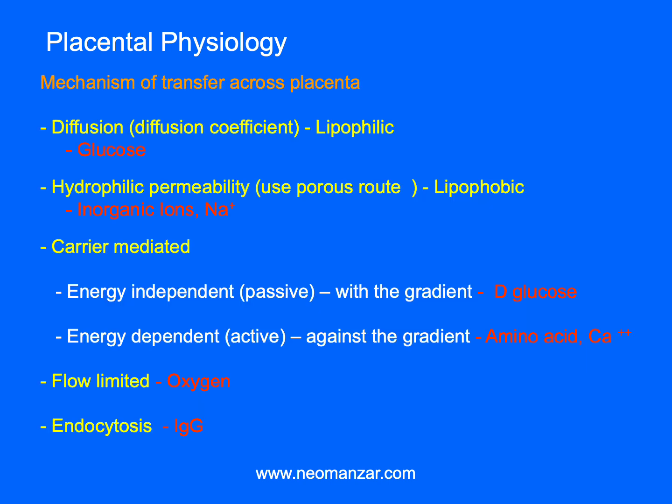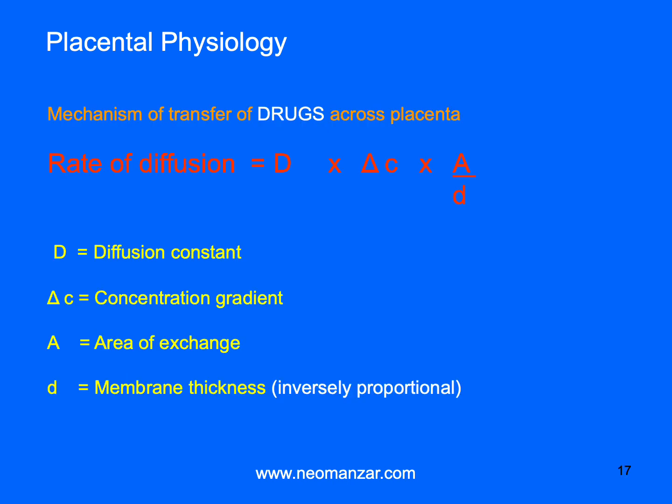So how are things transferred through the placenta? It can go through diffusion. Glucose can go radially. There can be hydrophilic permeability. There is a carrier method, energy dependent or non-energy dependent. Then of course flow limited, just like oxygen, and endocytosis, just like immunoglobulin G. So that's the basics. And what about drugs?